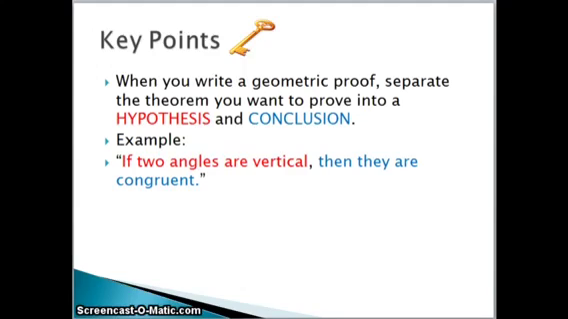Another key point: when you write a geometry proof, it's a very good idea to separate a statement into hypothesis and conclusion. Right here, I label the hypothesis in red and the conclusion in blue. So if two angles are vertical, then they are congruent. Hypothesis, conclusion.